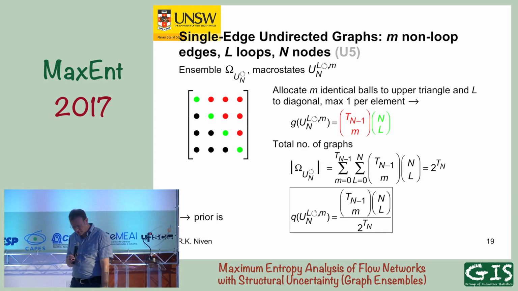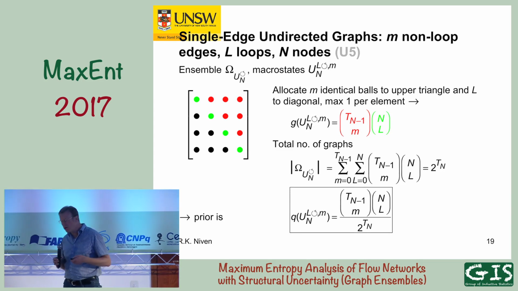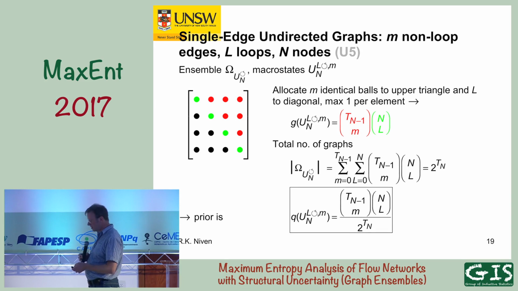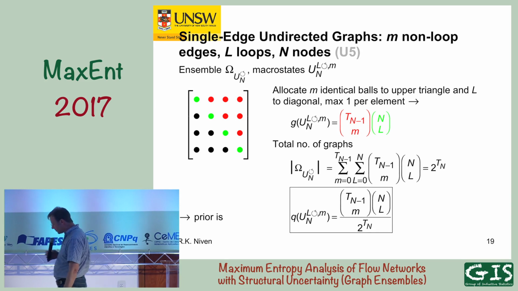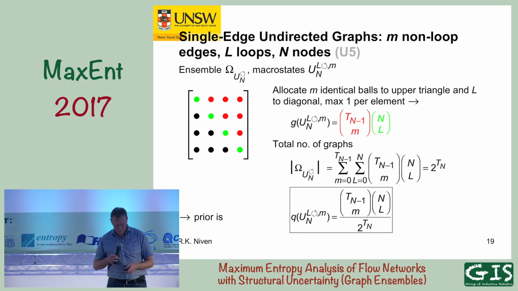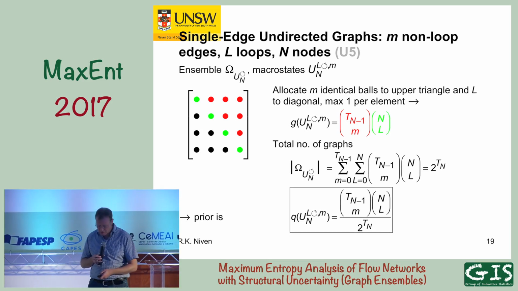And then I've now got a lot of slides where I'm just repeating this same methodology to different choices of ensembles and macrostates. So if you now consider the possibility of graphs with loops, then you can build this up in several different ways. Here what I've done is I've kept this allocation of these balls here to this upper diagonal of the matrix, and we also have the possibility of L loops allocated to these N elements, and we can do our total, and then we can recover our prior in the same methodology.